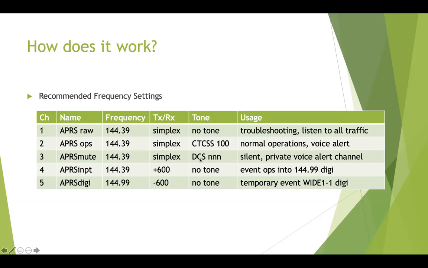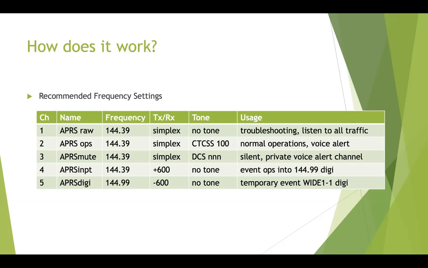And DCS is a digital carrier squelch. And we don't normally talk about DCS very much. We talk about CTCSS a lot. That's the subaudible tone. What DCS does is it actually sends out a digitally coded number. And so you can pick your own number. And what I have mine set to on my APRS mute is, let me look here and see where I have that set. I have mine set to 054.